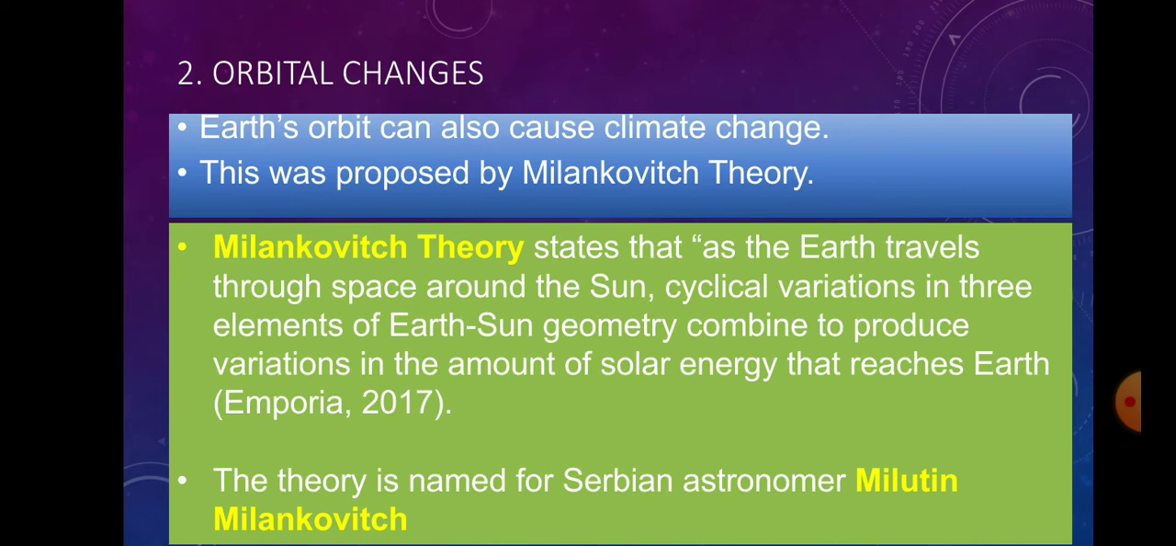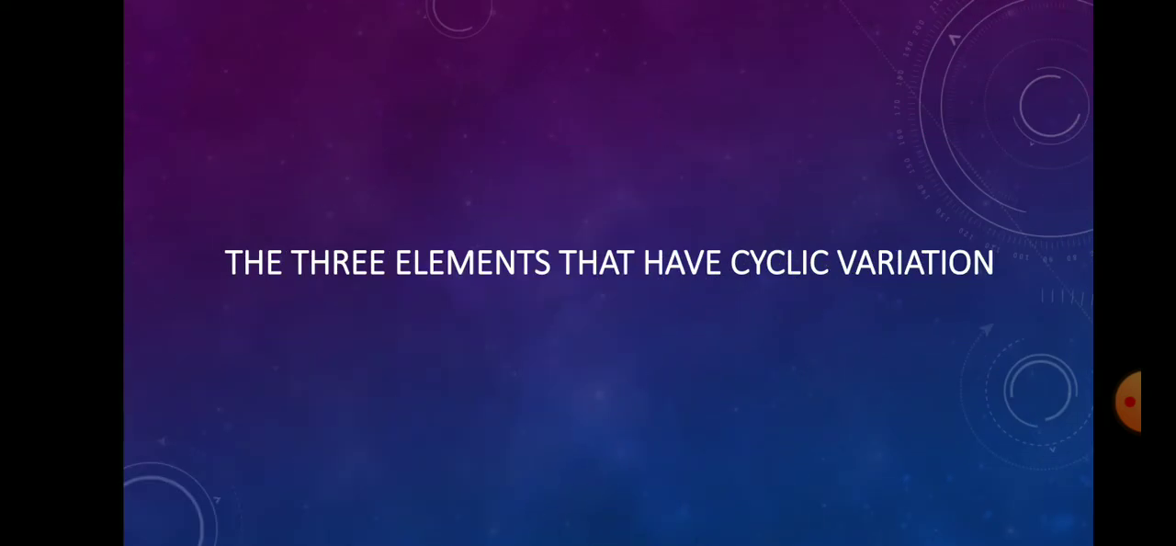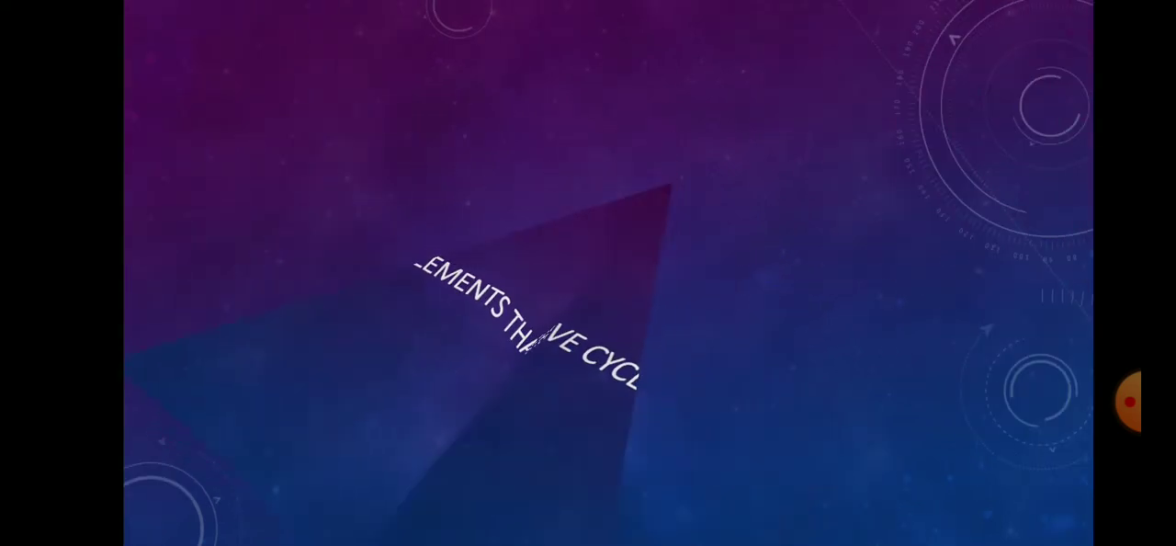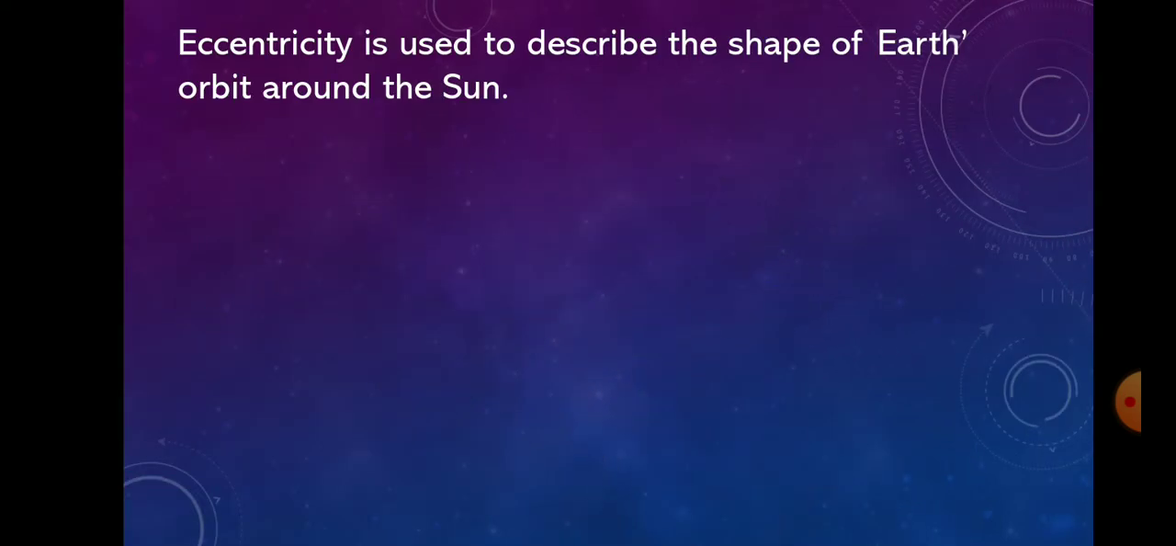First, the three elements that have cyclic variation. First, eccentricity is used to describe the shape of Earth's orbit around the Sun. The Earth does not orbit the Sun in a circle, but in an ellipse shape in which the Sun is not centered.